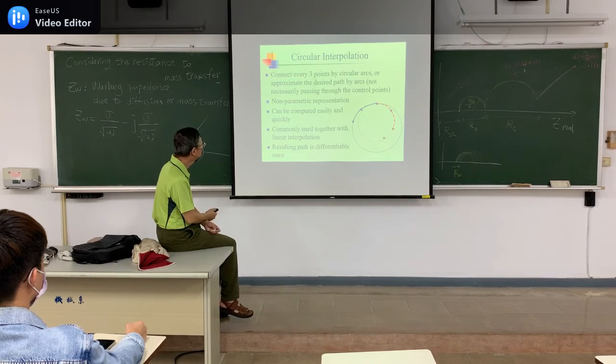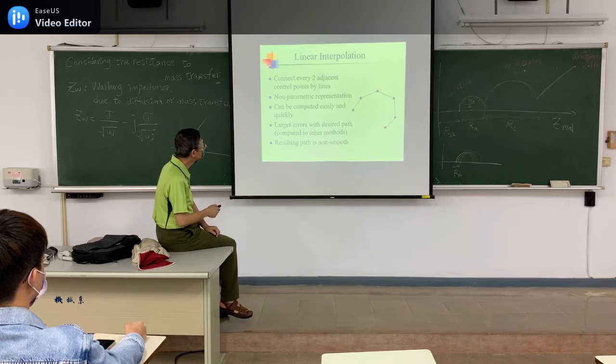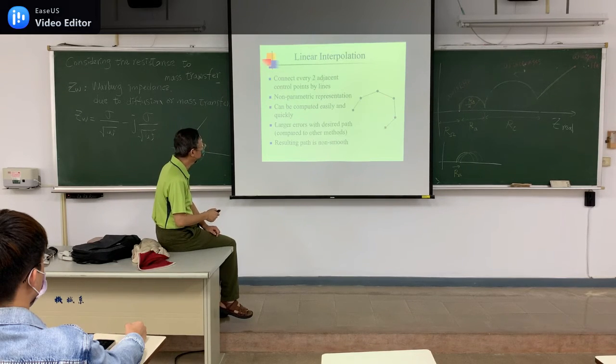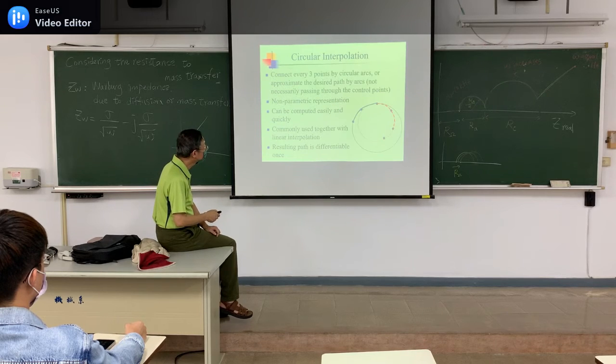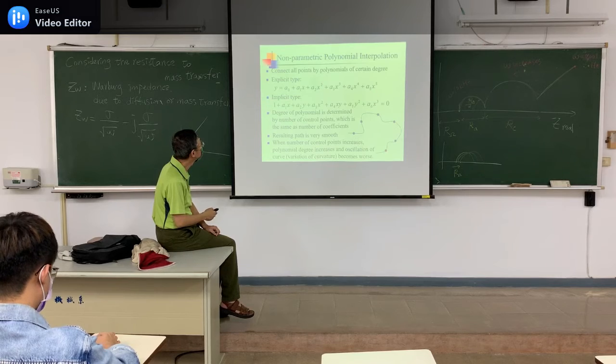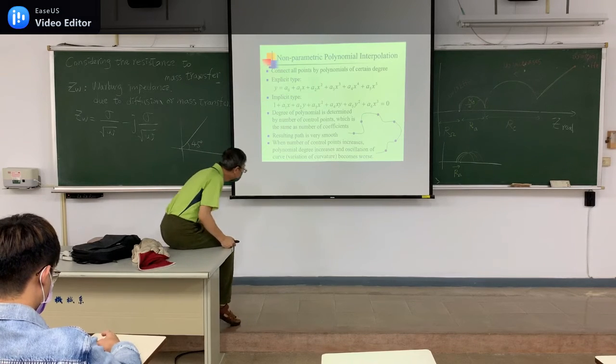And sometimes the circular and the linear path are used together. And the resulting path is smoother than this one. This one is smoother than this one, because at the connection point, it's possible to make the transition smooth.